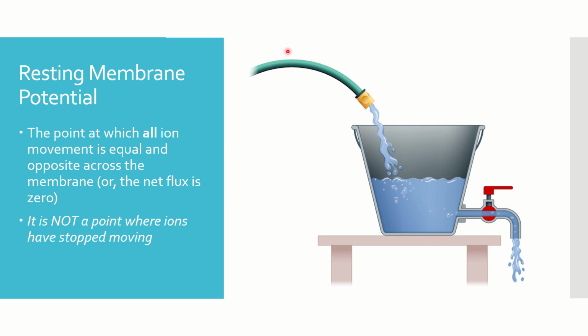Like this contraption where we have water flowing into a bucket with a spigot. This water level is never going to rise because we have equal amounts of water moving into and out of the system, but the water doesn't stop flowing either. It's constantly moving, and so our ions are constantly moving. They're just not changing anything as they do.